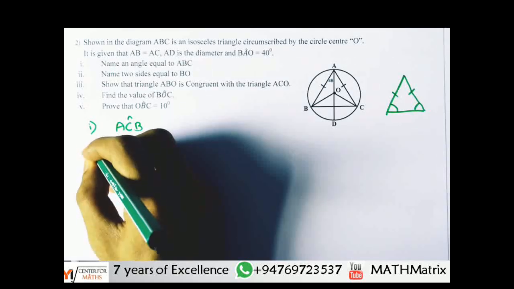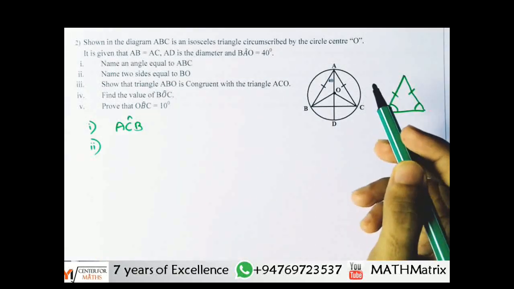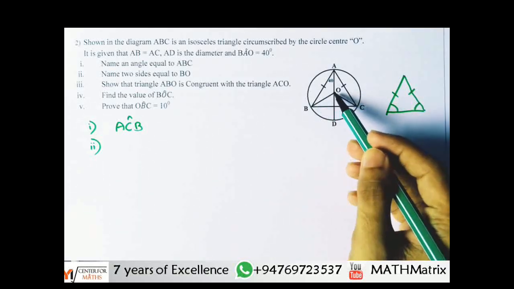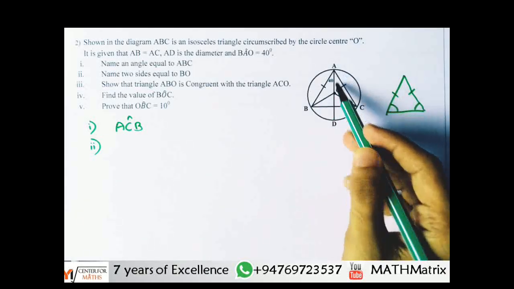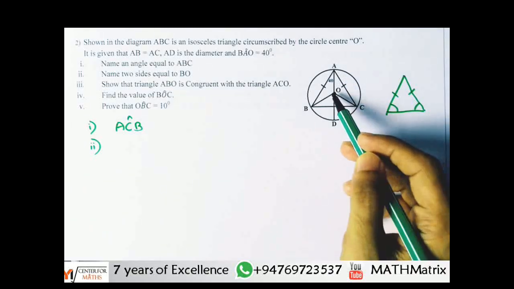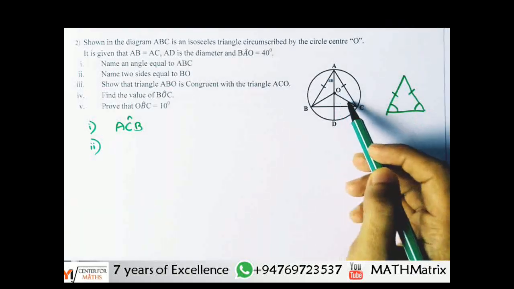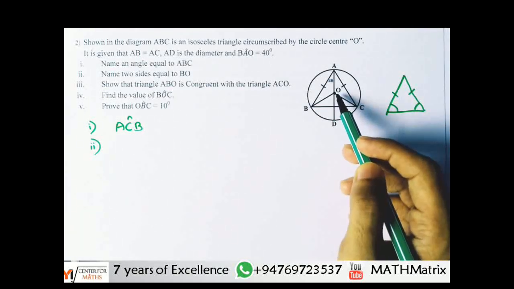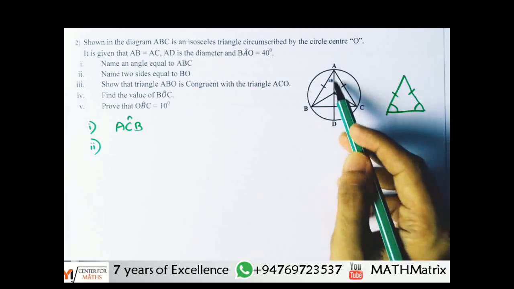And the second one, name two sides equal to BO. What are those two sides? BO is the radius of the circle. Now, what can you say about AO and CO? See, BO is the radius of a circle, then AO and CO are also equal. Yes, they are also radii of the same circle.